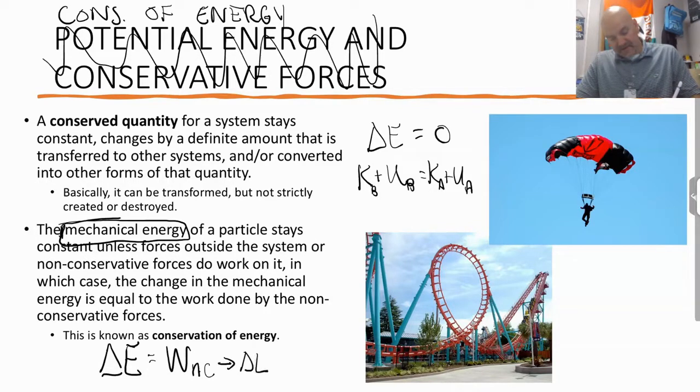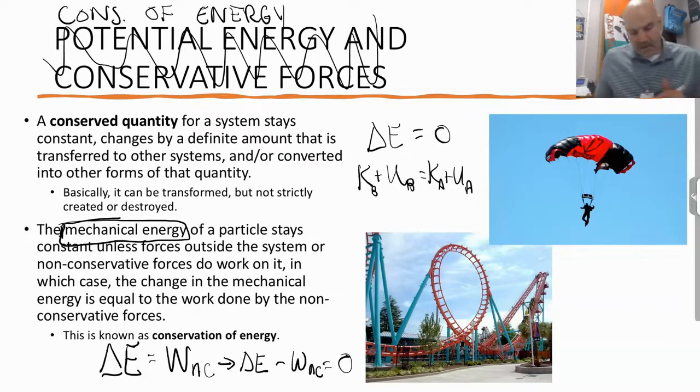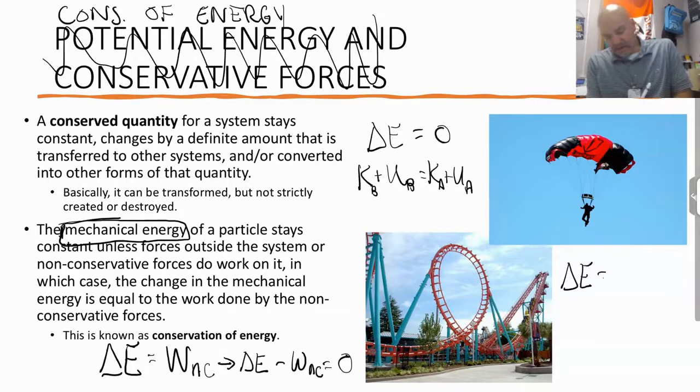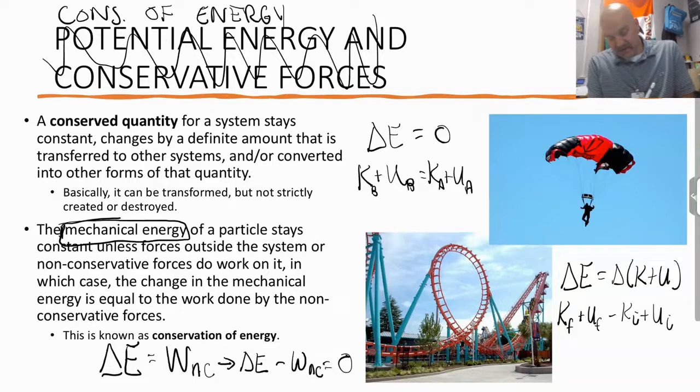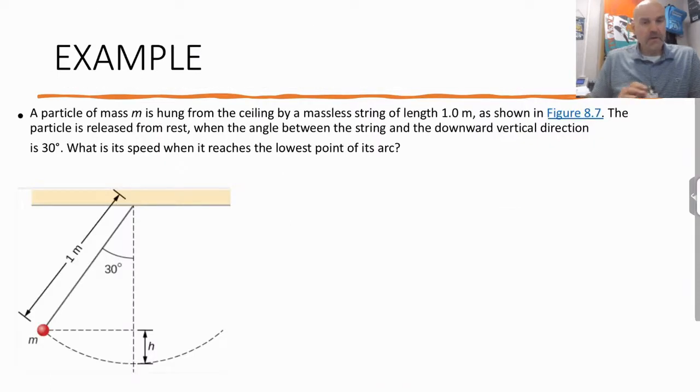Or you can write that as delta E minus the work done by non-conservative forces equals 0. Another way to write delta E is delta K plus delta U. Remember, delta is final minus initial, so that's K final plus U final minus K initial plus U initial. Those are all different ways to write delta E. Now we're going to go through two example problems. One focuses on a pendulum, and then we'll look at dissipative forces.